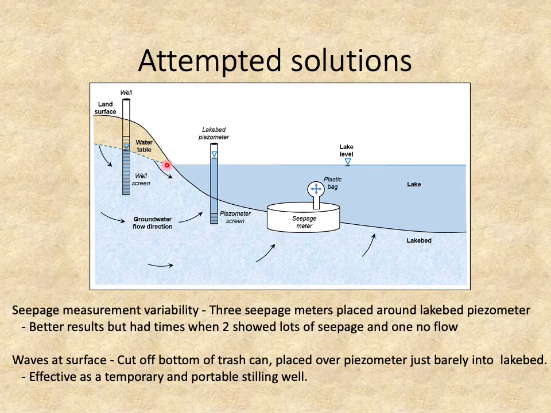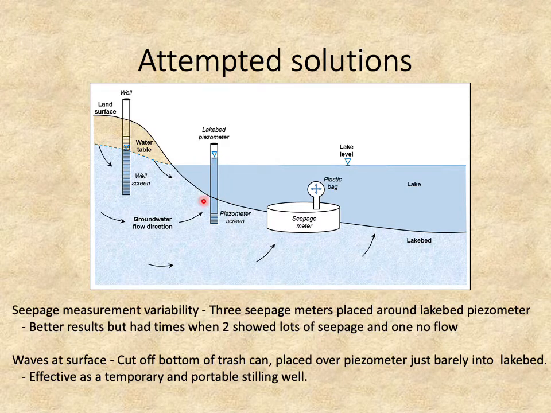So the solution that we tried first, we would just put in 3 seepage meters, and we'd put a lake bed piezometer in the center, and we'd put seepage meters kind of in a triangle around the piezometer. We felt a lot better about our results, but very commonly, 2 would show a lot of seepage and 1 wouldn't show any. And what do you do with that? Oh, it's heterogeneous. Well, that's not really all that helpful. Do you average that? Do you throw out 1? It's kind of difficult to know.